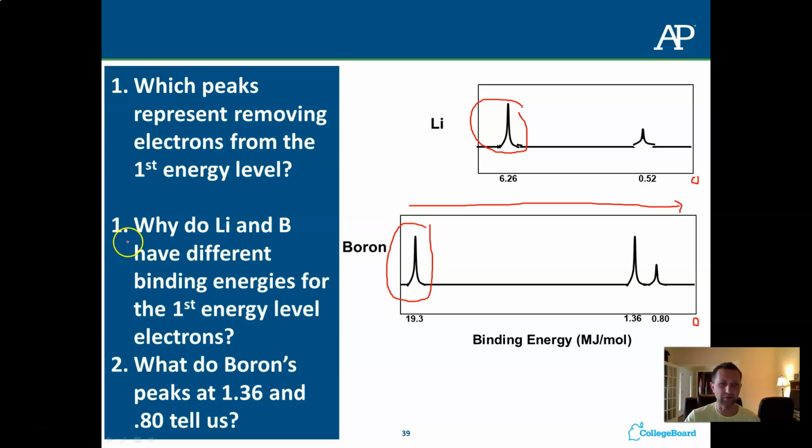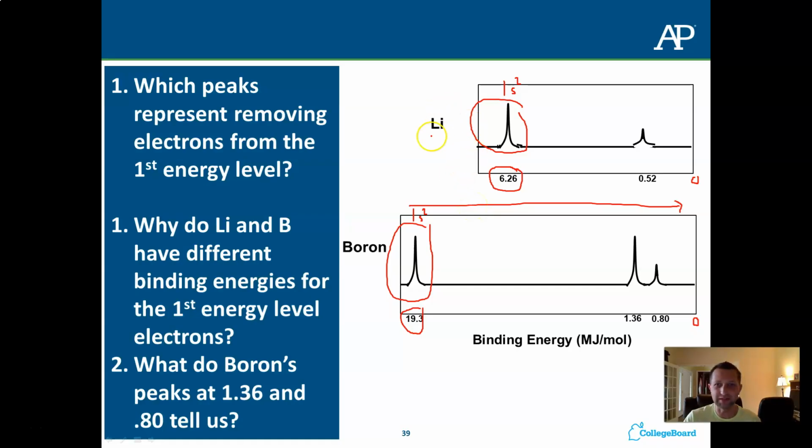Apparently the second question, number 1. Why do lithium and boron have different binding energies for the first energy level electrons? So that's a really important point here. The binding energy for lithium for the 1s2 electrons is 6.26 megajoules per mole, because we're moving a mole of these electrons, right? Look at boron, 19.3. So much bigger. Why? They're still just the first level. It's still just 1s2.